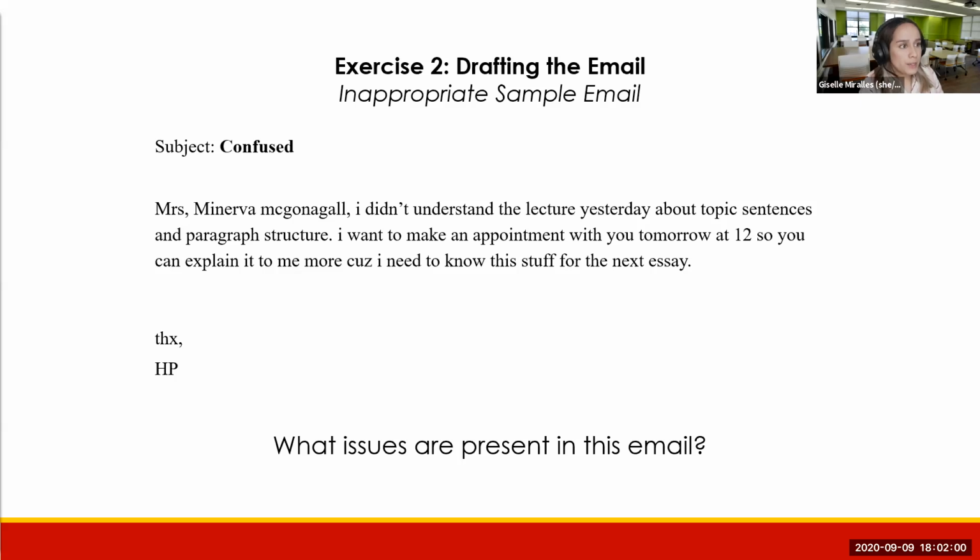So there are inappropriate ways to email, as I mentioned. This sample is a sample of what would be considered inappropriate if you're trying to maintain a professional tone in your email. So for example, this student wrote confused. So I'm not going to explain why. I'll go over it in a second, but I want you to think about why this email is inappropriate.